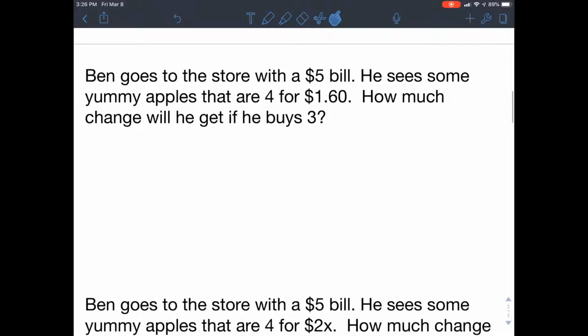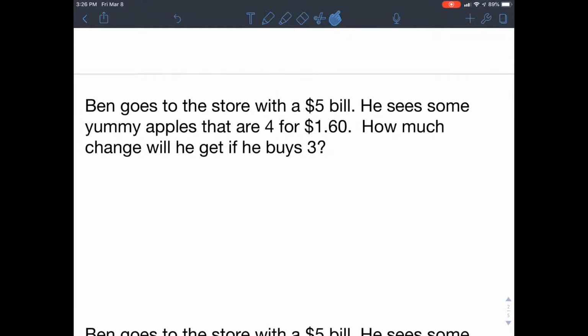Okay, let's try the second one. Here we go. First, we're going to look at it without any variables. Ben goes to the store with a $5 bill. That, I think, might be important. He sees some yummy apples that are 4 for $1.60. How much change will he get if he buys 3?